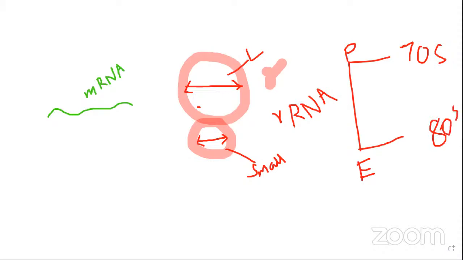Yes. Don't forget, my dear. This is very, very important. The division, how it will be: the 70S will be divided into 50 and 30 in prokaryote. Total you will get 80, isn't it? Total will get 80. This is for prokaryote.